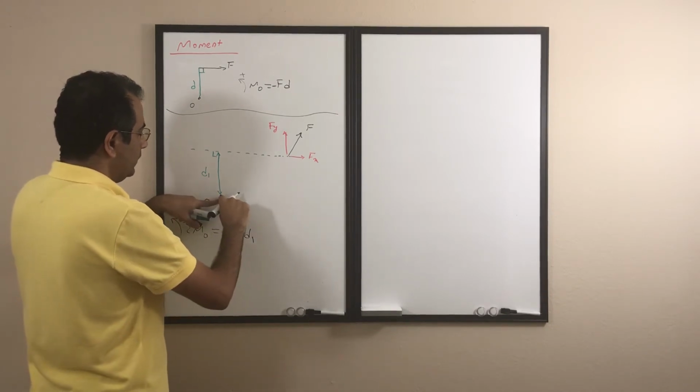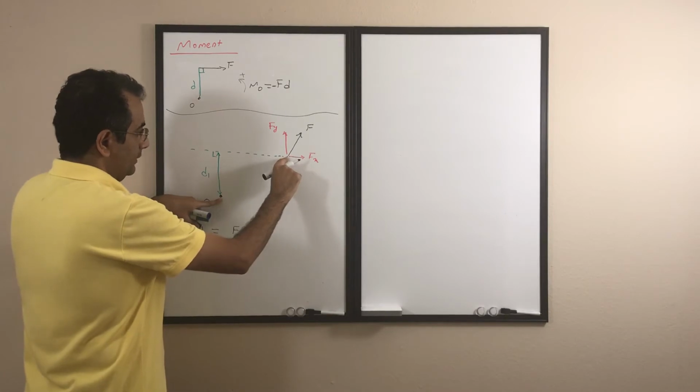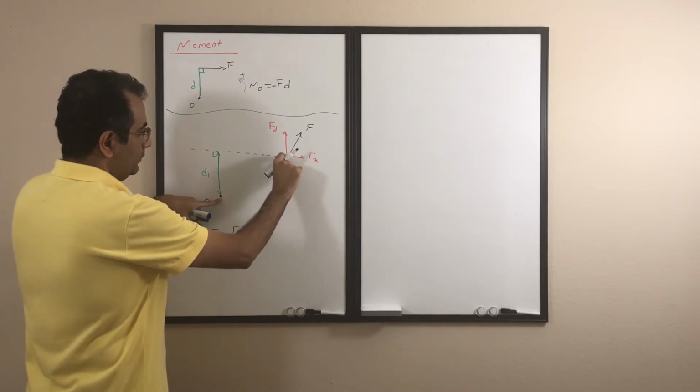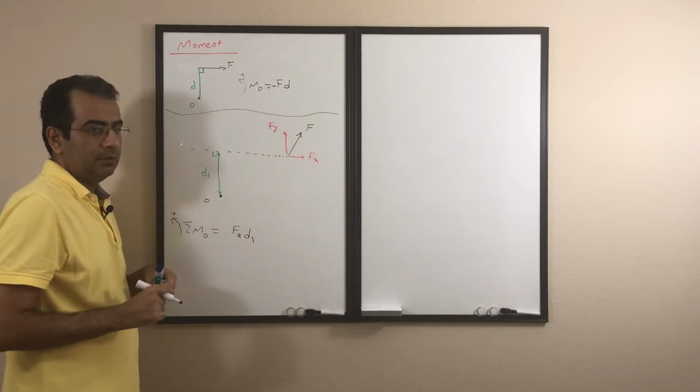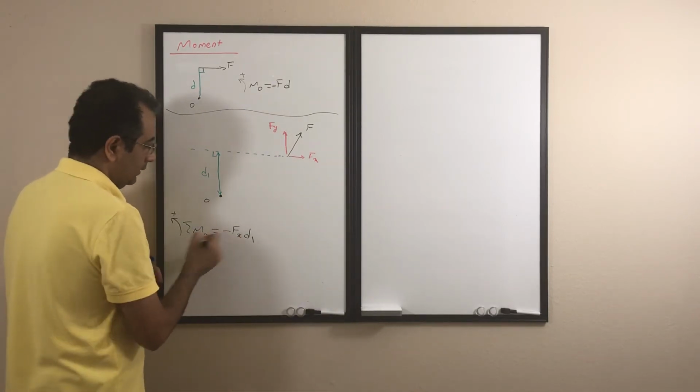Now I want to see, is it going clockwise or counterclockwise? I assume there's a rope connected from here to Fx, only Fx. And the Fx pulls that rope here, so it's going to rotate it clockwise, so it's going to be negative.